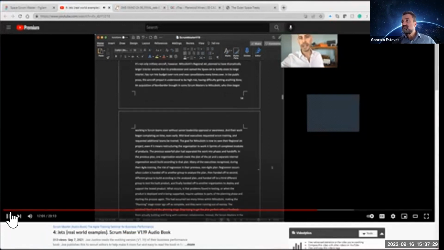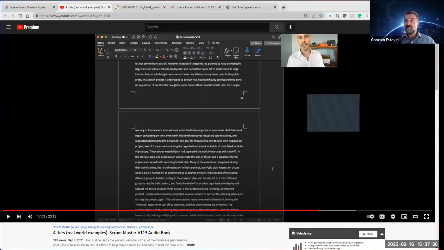It's not only military aircraft, however. Lots of proof, in a very directed way, starting from the top, involving the whole organization working as Scrum Masters. So why can't we do this more times? At least make sure these examples come alive. I'm sure there are things that don't go well, and there is a chapter in the book that talks about that, but let's go ahead.